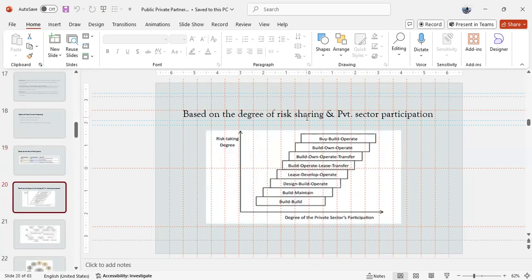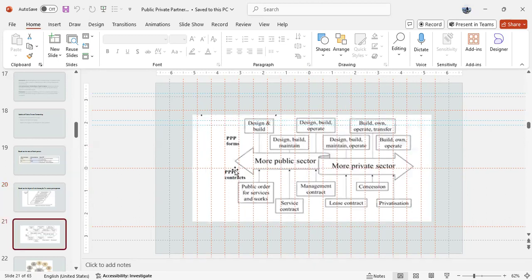Now, based on the degree of risk sharing and private sector participation, on the x-axis, as we move towards the right, there is increased degree of private sector participation, and on the y-axis, as we move upwards, there is increased degree of risk taking. The different models are build model, build maintain model, design build operate model, lease develop operate model, build operate lease transfer model, build own operate transfer, build own operate buy build operate.